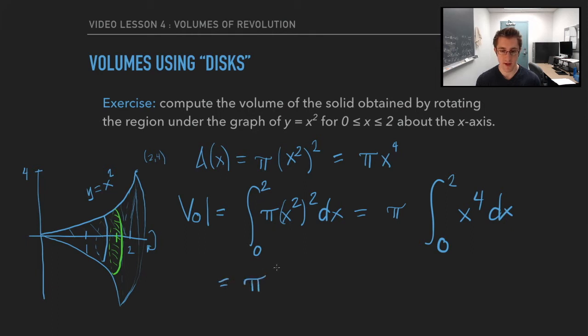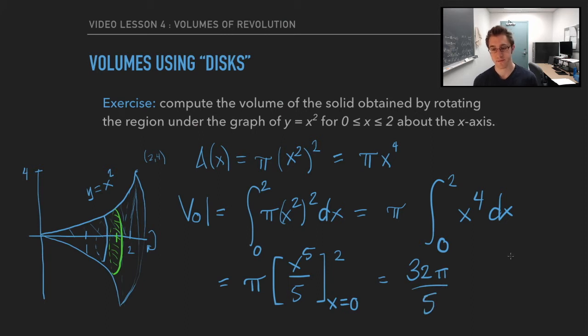I have pi times an antiderivative of x to the 4th, which is x to the 5th over 5. And I'm evaluating from 0 to 2. So 2 to the 5th is 32. You get 32 pi over 5. And that's the answer. That's the volume of this solid object.